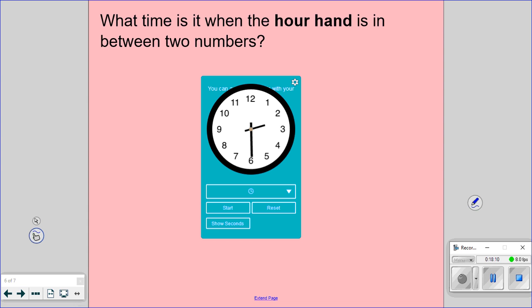I do want you to write this question because this is a question that tricks lots of early clock readers. The minutes make sense. You can always count the minutes. People don't get tricked as much on the minutes. But lots of early clock readers do make this mistake. So I want you to write this question, Lincoln. What time is it when the hour hand is in between 2 numbers? Just write that question in your notebook.